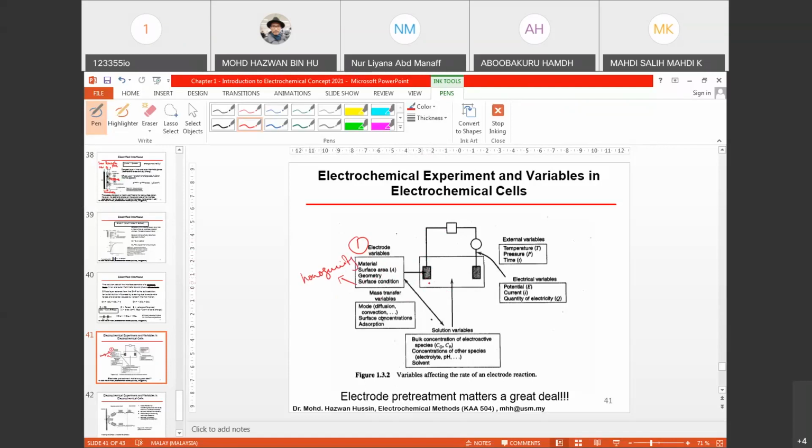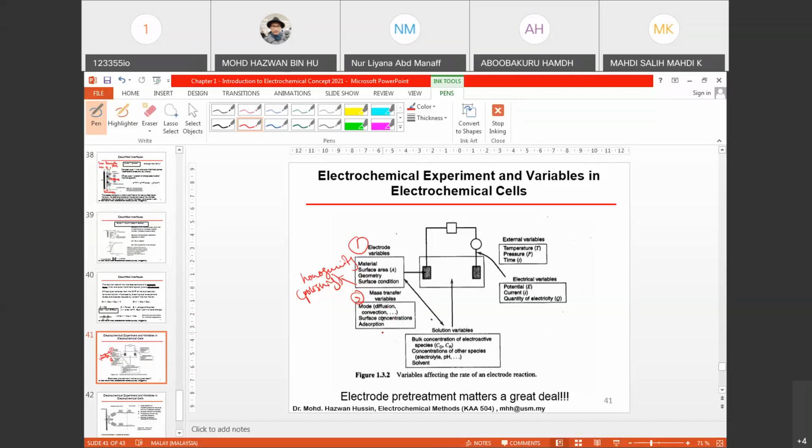So that is why it is important before you start your electrochemical reaction to polish your electrode, so that the outside layer is removed, and it will give more accurate measurements during your testing. Other than that, it will always be related with mass transfer variables due to the modes of mass transfer: diffusion, convection, and others. I think mass transfer we will go through after this, the last part.